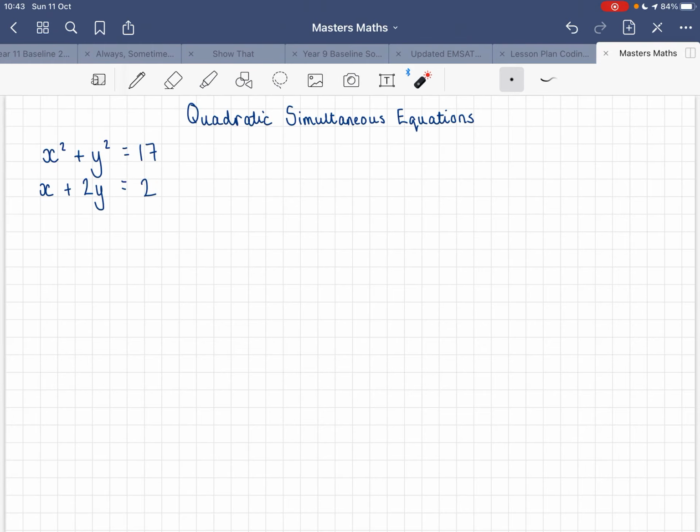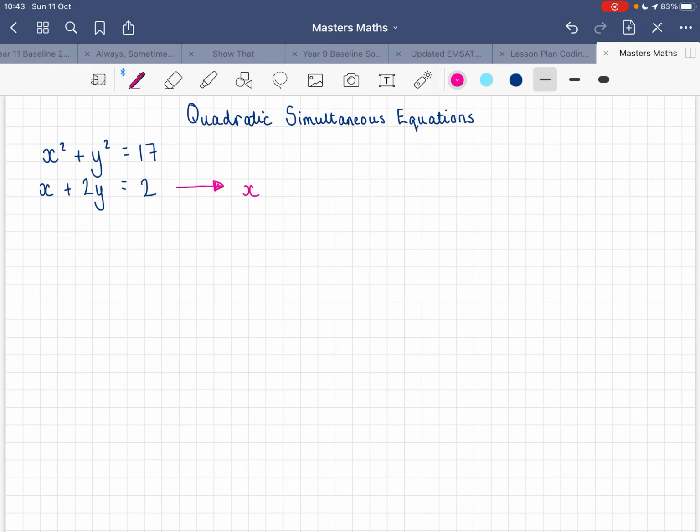Right, this question is slightly more difficult, only because our linear equation isn't y equals and neither is this one, so we can't just put them straight equal to each other. We need to rearrange the linear one, always the linear one. You wouldn't try and rearrange the quadratic. So rearrange the linear equation until it's either x equals something or y equals something.